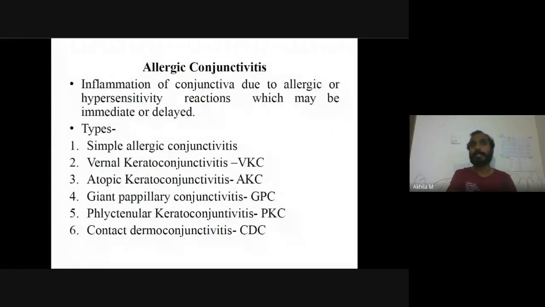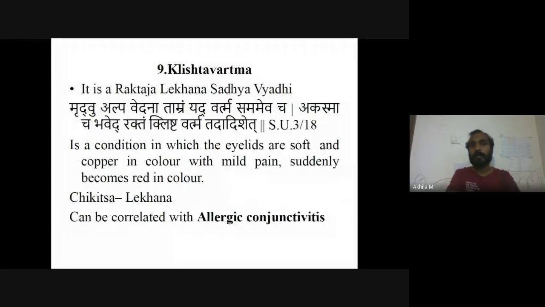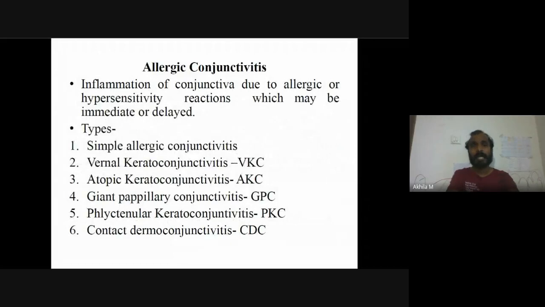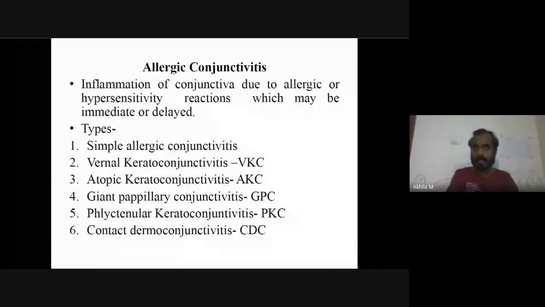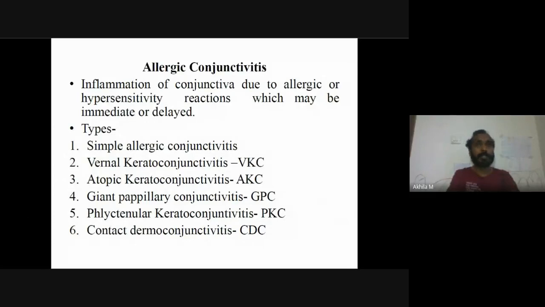According to the condition of the allergic conjunctivitis, we can correlate it with Klishta Varma, whether there is coppery or red colored swelling because of the inflammation, mild pain, and the eyelid becoming sore. Klishta Varma is told only by Sushruta Acharya. Different types of allergic conjunctivitis are there: the simple one, vernal keratoconjunctivitis, atopic keratoconjunctivitis, giant papillary, phlyctenular keratoconjunctivitis, and contact dermatoconjunctivitis. According to the condition, we can call it Klishta Varma.